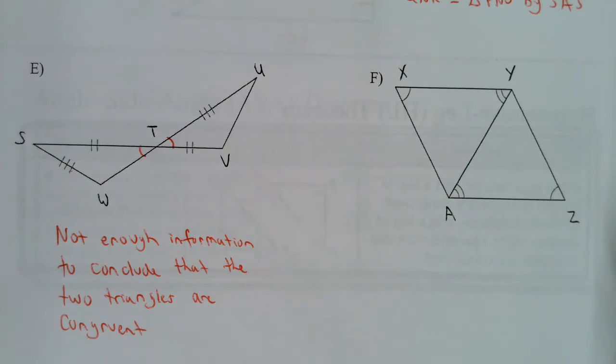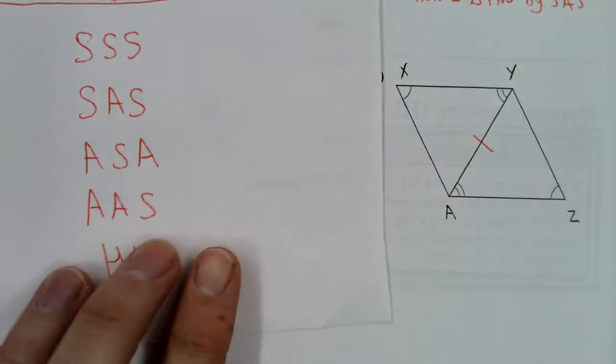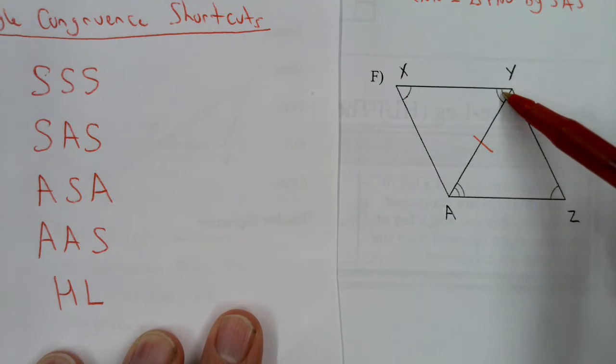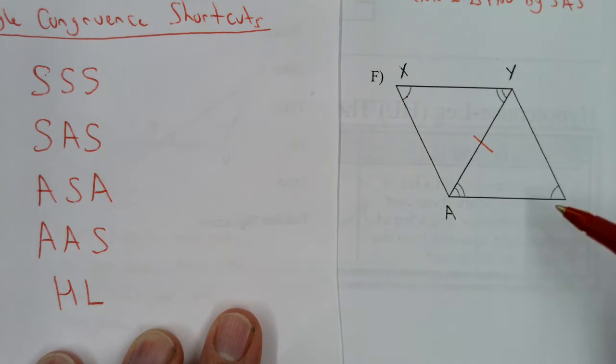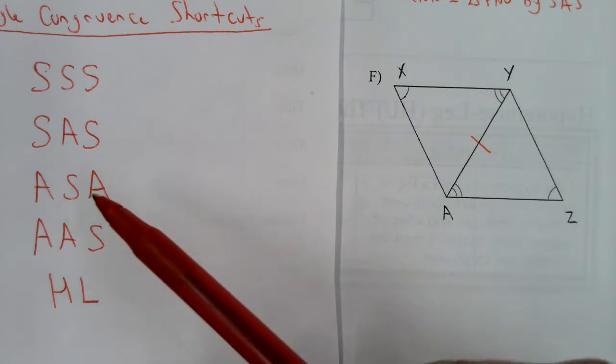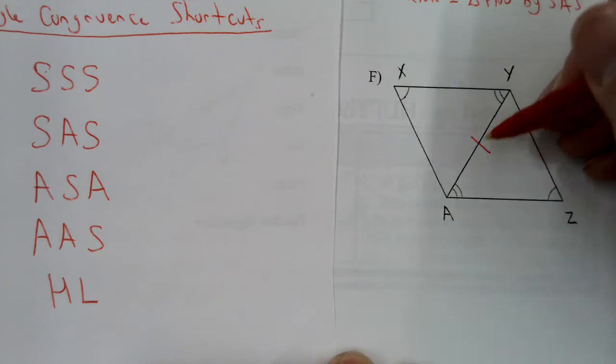In the last one, we have this side in common to both. Now let's see if we have any of our shortcuts. And we do. Angle, angle, side. So it's not the included side. It goes angle, angle, side. So I'm going to say triangle XYA.